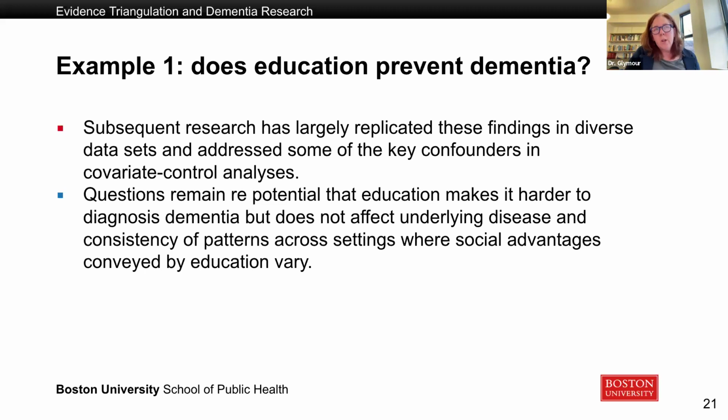Questions remain, I think very important questions, about the possibility that education makes it harder to diagnose dementia, but does not affect the underlying disease. So the idea is that if you have more education, it's harder for a neurologist to say, okay, this person has dementia, and they catch you later in the disease. They can't tell until you're later in the disease process, which would of course look like it was protective, even though it wasn't really changing your life.